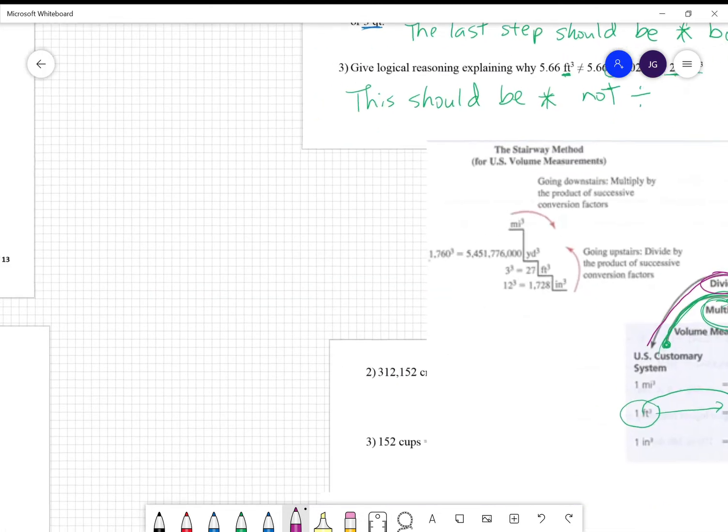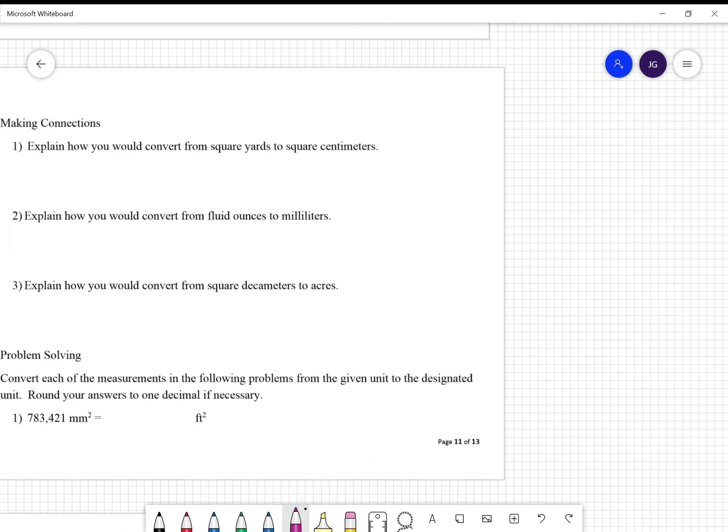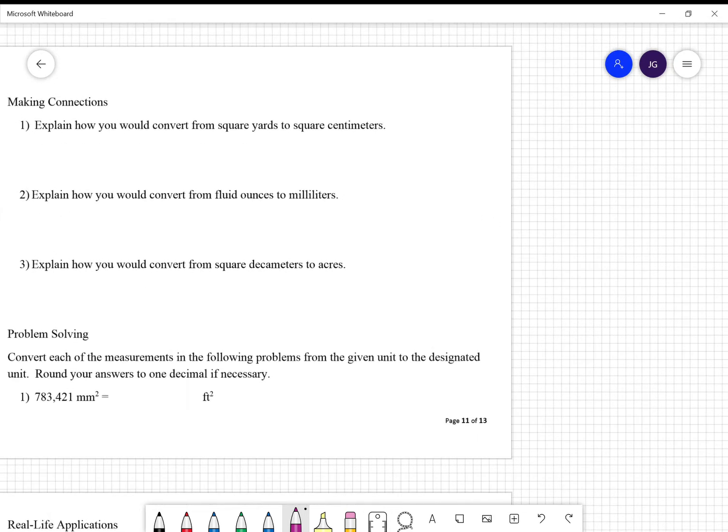Okay, next page. Explain how you would convert from square yards to square centimeters. So I'm going US to metric, and it's squared, so that's area. So I'm going to go get my area table, and bring that over.